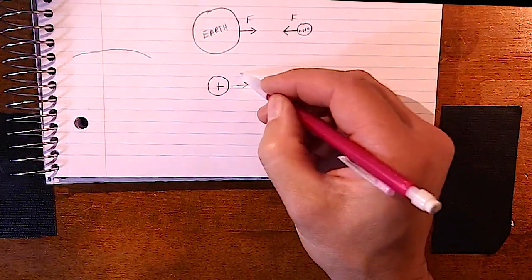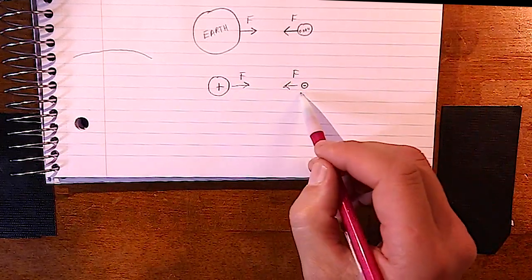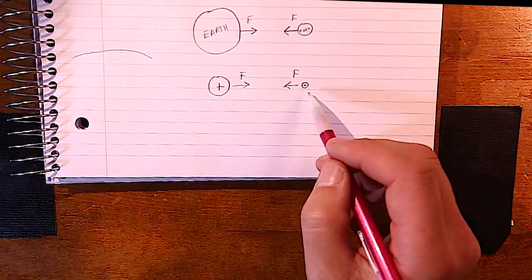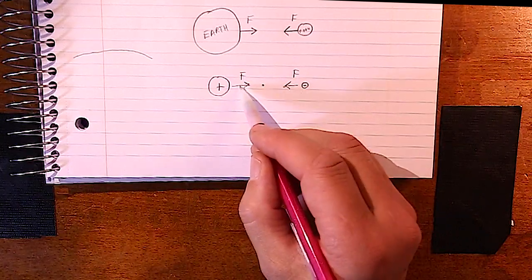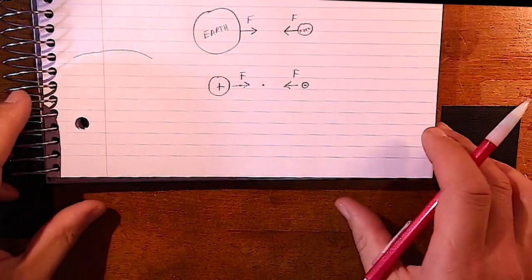Now, remember that they don't have the same mass. A proton is much more massive than an electron. So this will have less acceleration, this will have more acceleration. So they won't meet in the middle, they'll meet somewhere over here closer to the more massive object.